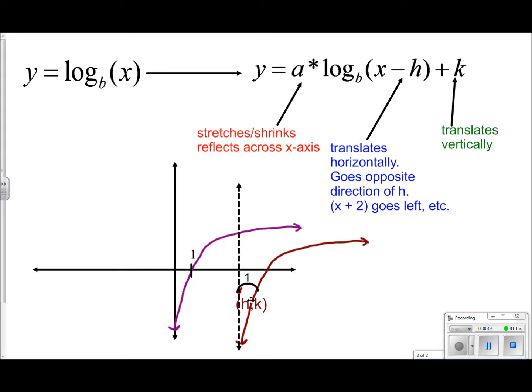The distance from 0, 0 to 1, 0 on the logarithmic function is maintained. It's just now from h comma k to whatever h plus 1 comma k is, and that creates a point. All those other points are shifted over just like before, and then we would have some multiplicative stretch based on a as well.